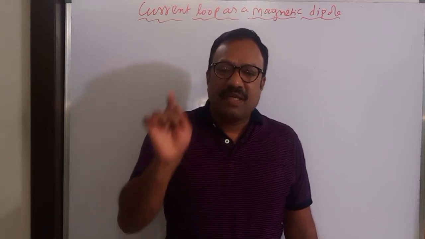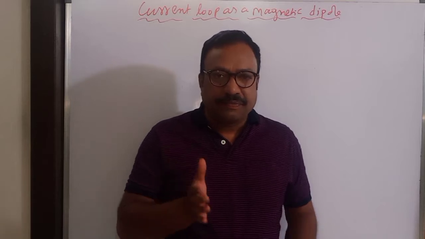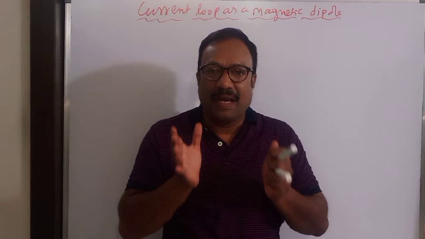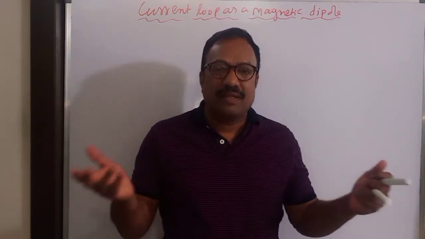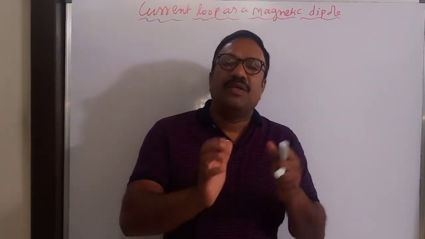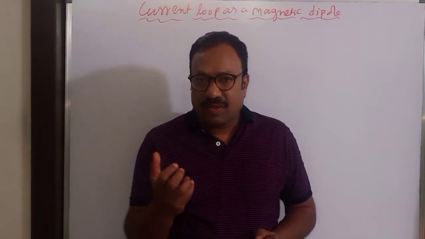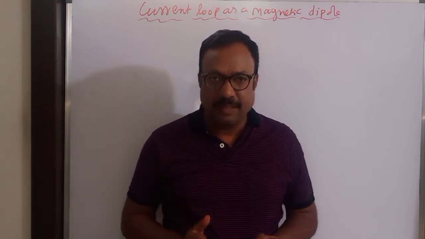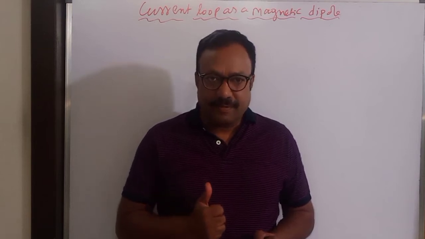For example, let me take a circular conductor. Current is flowing in a circular conductor, and that circular conductor will behave like a magnet. It behaves like a magnet. We'll call it a magnetic dipole. Now, before coming to our topic, let us discuss a little bit of electrostatics because I have to derive the formula for that also. Let us discuss in detail a little bit about electrostatics which is related to this.